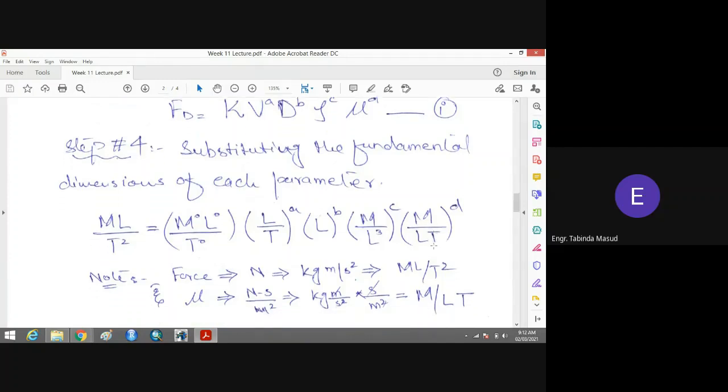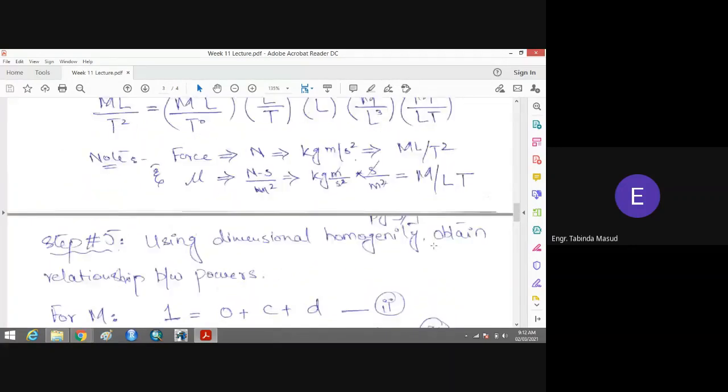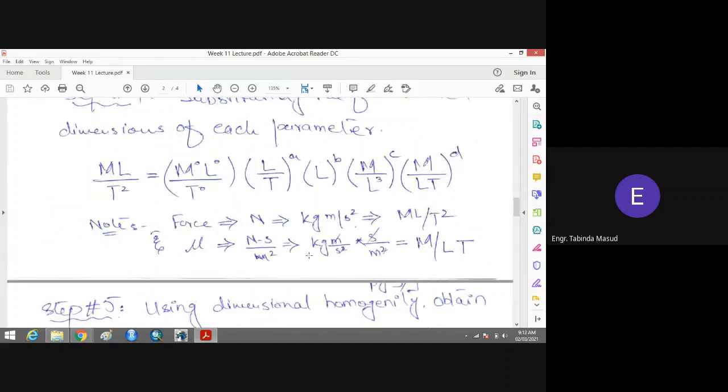Okay. Now what is step number 5? In step number 5, we will obtain the relationship between powers. How will we obtain the relationship between powers? First of all, we will check the relationship between the powers of M, then the powers of L, and then the powers of T.